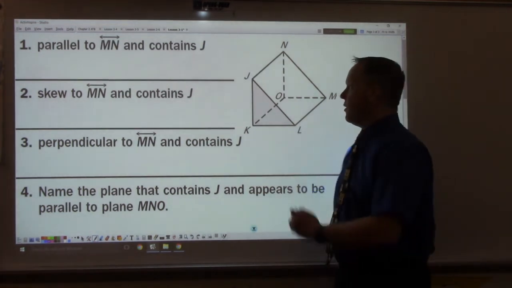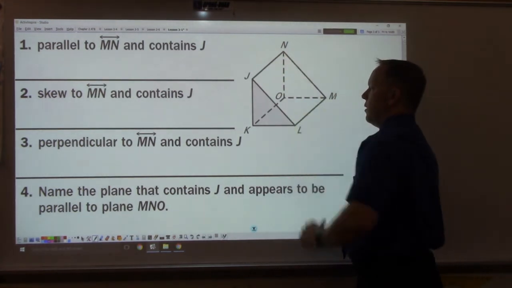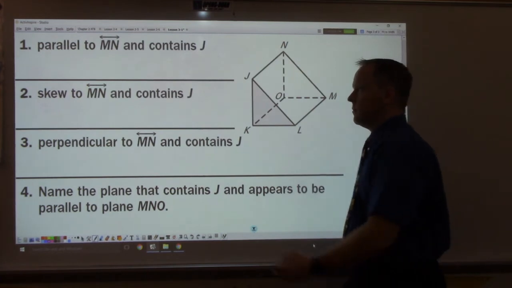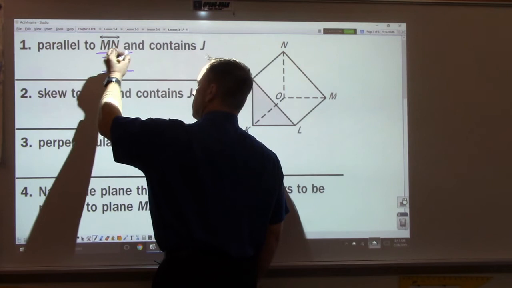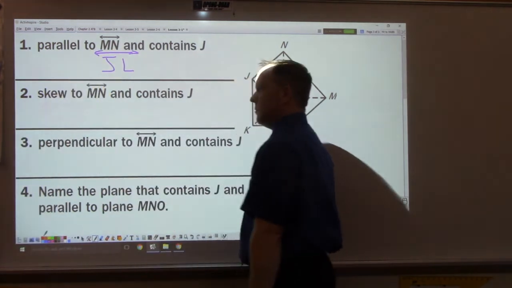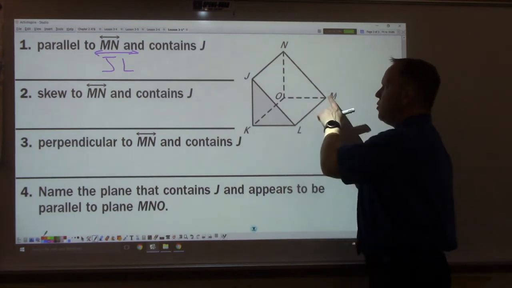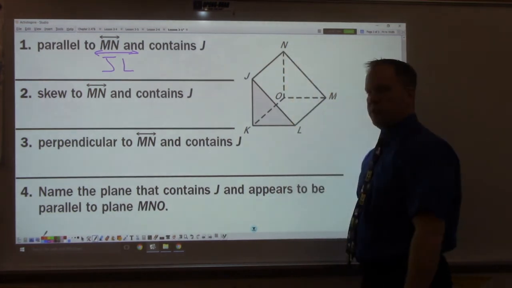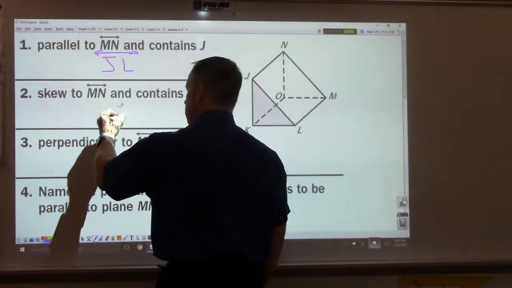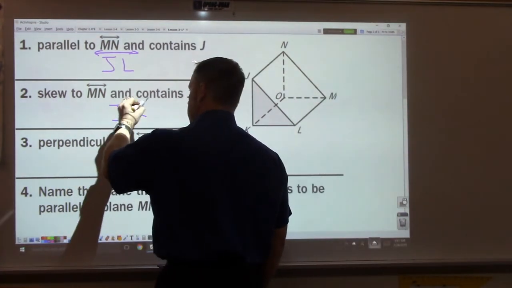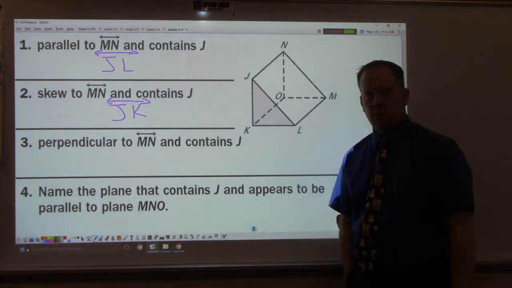Number 1, referring to the diagram, what is parallel to line MN but goes through point J? Line JL. Number 2, now they want skew to MN, still going through point J. That would be line JK. No joke, it's JK.